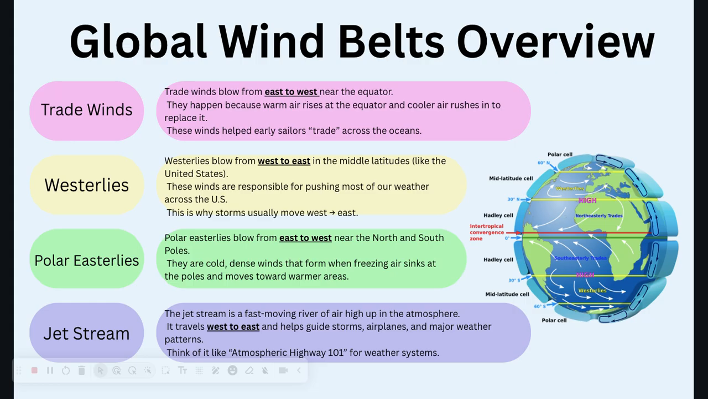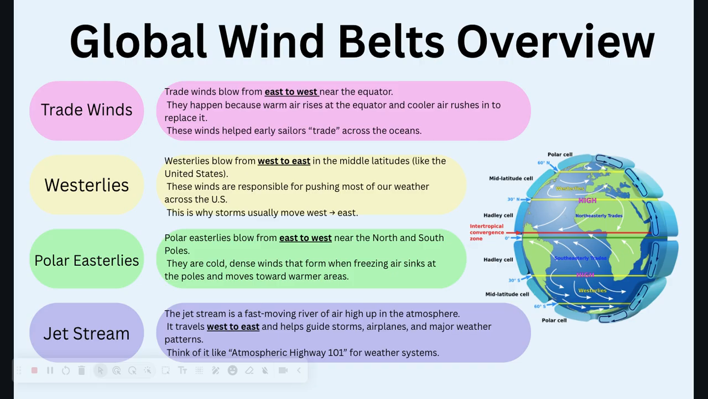Polar easterlies. Polar easterlies blow from east to west near the North and the South Pole, so they repeat. You have your trade winds here by the equator, and then if you go up in latitude, you have the westerlies, and then you also have the westerlies here, and then you have your easterlies up here towards the poles, and the easterlies down here towards the pole. So they move from east to west near the North and South Pole.